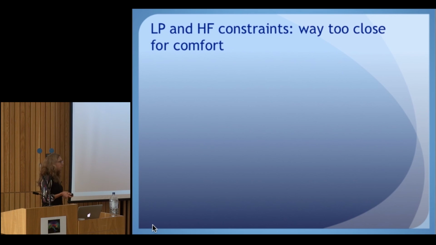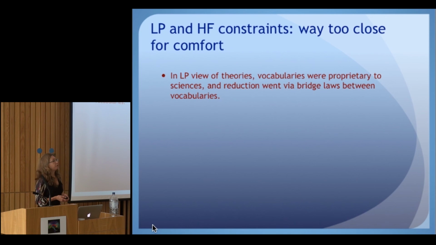So logical positivism and the homuncular functionalist constraints appear to be, if not identical, just way too close for comfort. In the logical positivist view of theories, you had vocabularies that were proprietary to particular levels, and then reduction went via bridge laws. You have a psychological vocabulary, which is appropriate to persons, and a physical vocabulary that's appropriate to brains or bodies or whatever.